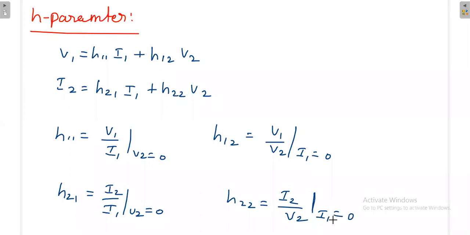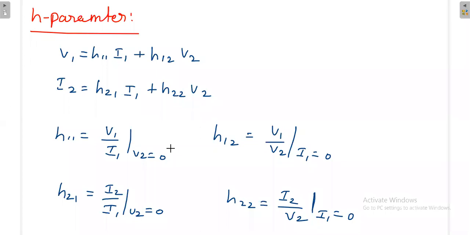So if you see here, to find H11 and H21, we are doing the short circuit at the output terminal. But to find H12 and H22, we are doing the open circuit at the input terminal. That means in the same circuit, we are doing open circuit at one terminal and short circuit at the other terminal. That's why these parameters are called hybrid parameters, because we are using both open circuit as well as short circuit.